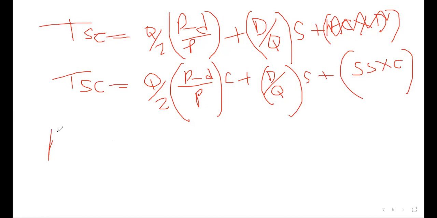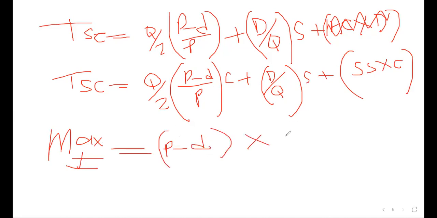Then maximum inventory due to safety stock. Maximum inventory is equal to (P minus D) multiplied by Q over P, then plus the safety stock. So these are the ones that we actually need to look at as we are getting down to the aspect of this question. All right.